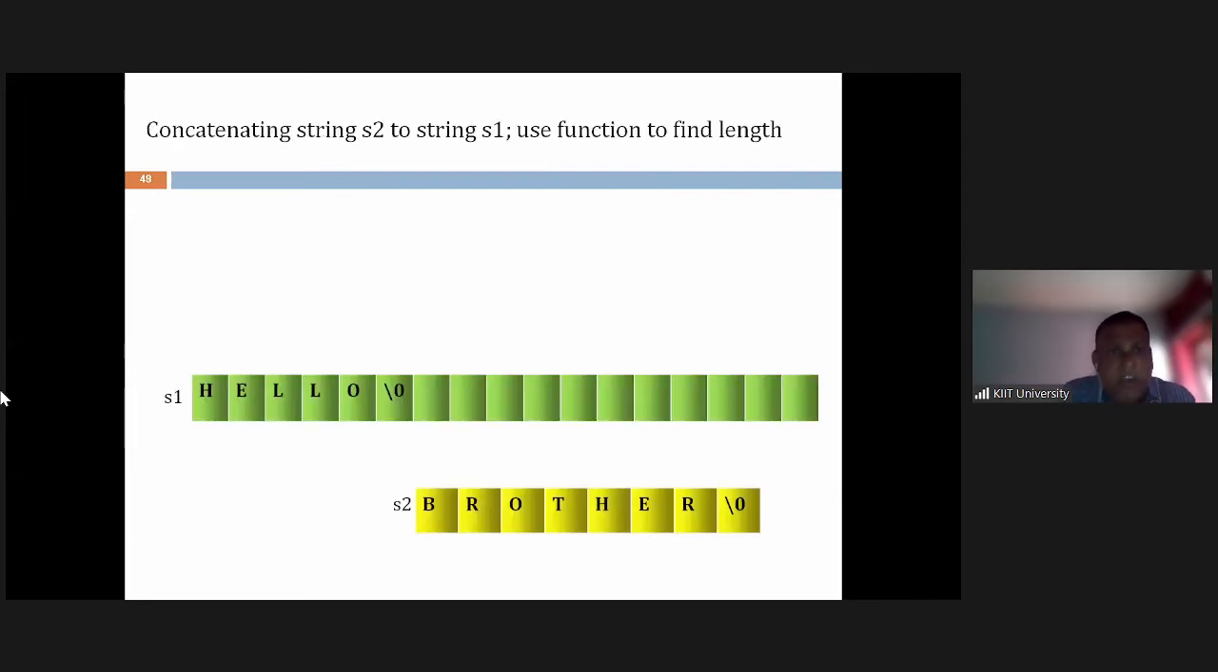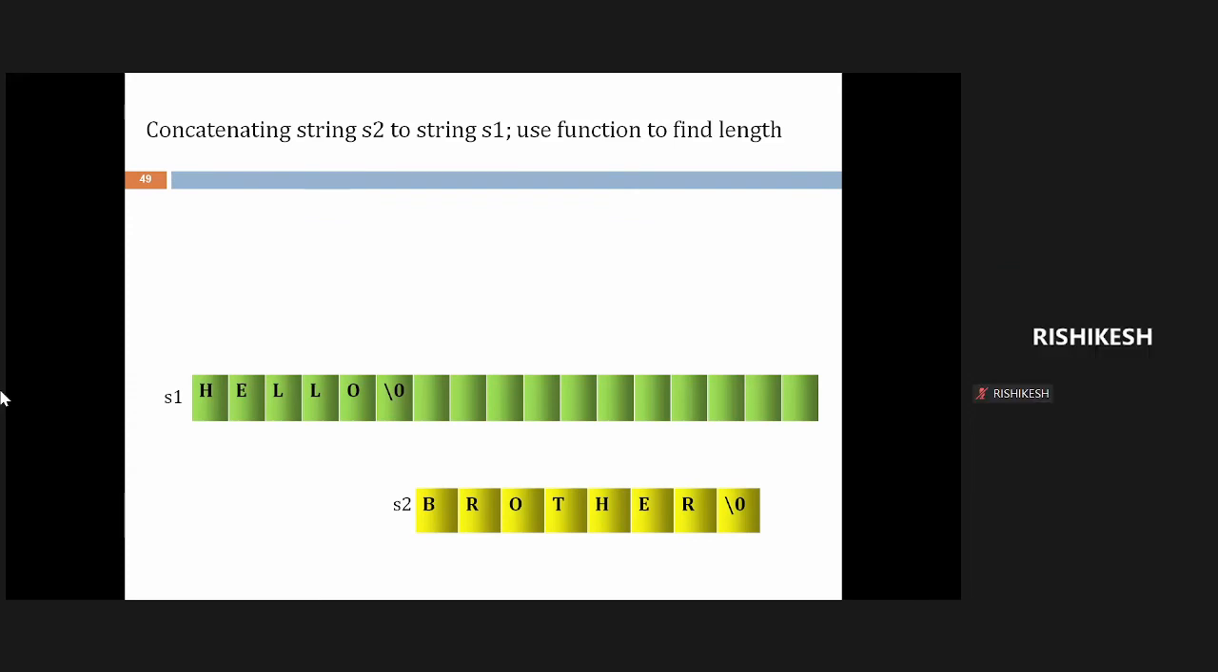Now next question. Concatenating one string with another one. We have two strings S1 and S2. We will concatenate string S2 with S1 so that S1 will become a single string. S2 will remain as it is. My S1 string contains hello, S2 contains brother. After concatenation, my string will become hello space brother ended with \0. Is the problem understood? Yes, sir. Okay.